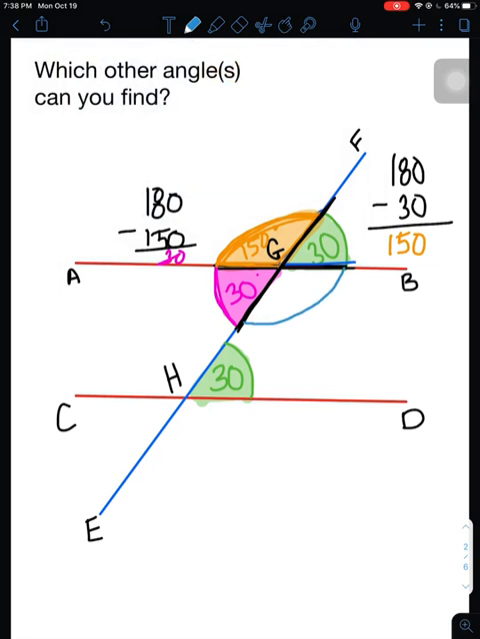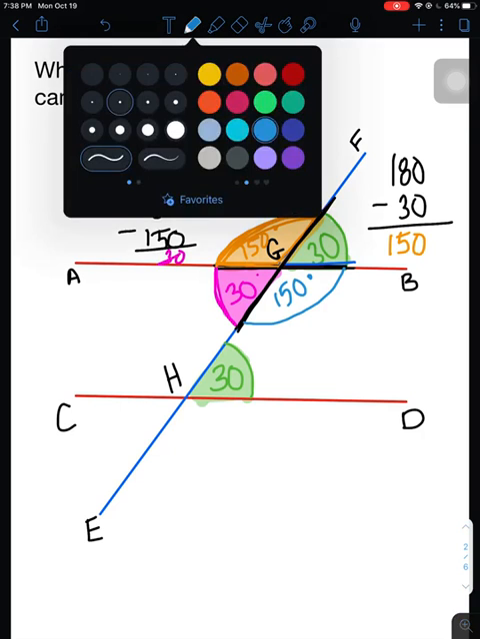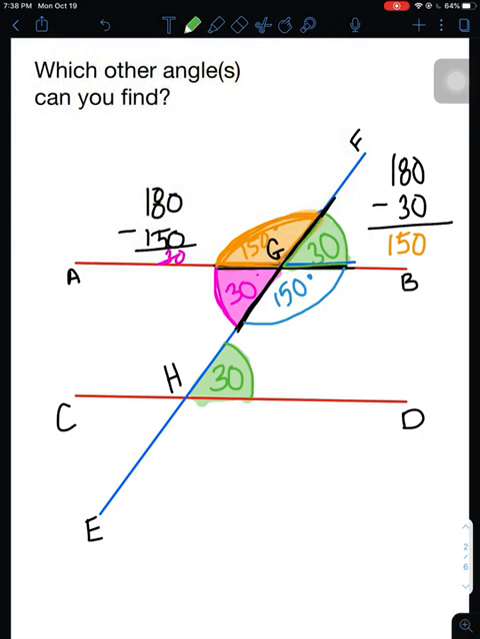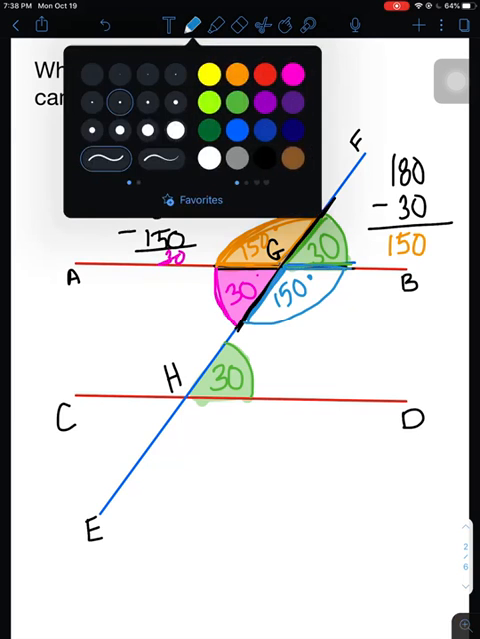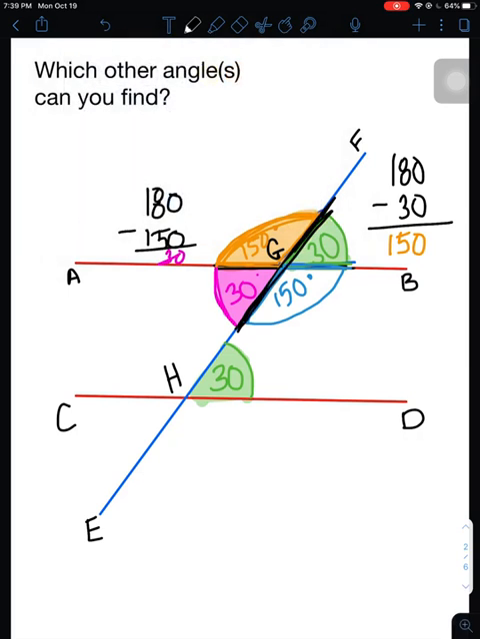Let's use this nice blue. All right. And this one, those are also vertical angles. So I can say that this is 150 as well. And we can double confirm that, because this 30 degrees right here and this 150, they fit together like a puzzle to make a straight line over here, and that will be 180, right? So 150 plus 30 is 180.